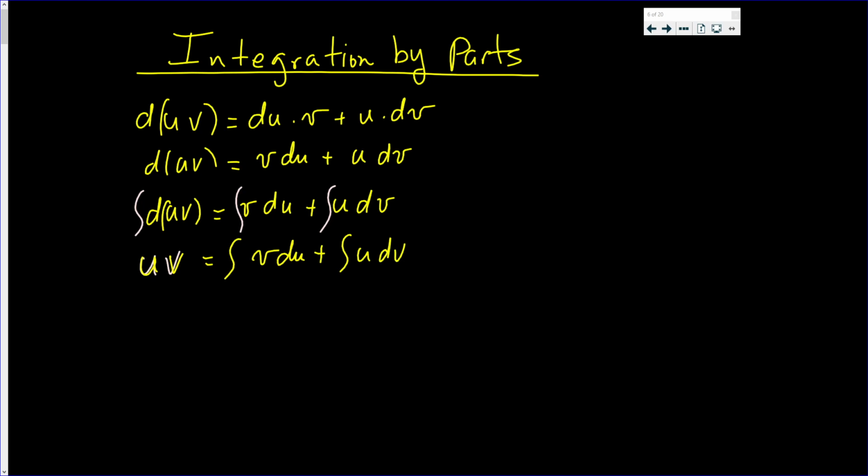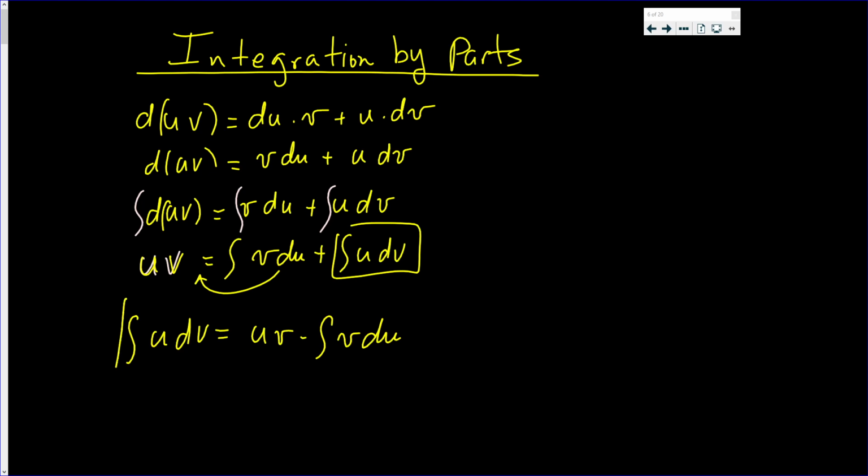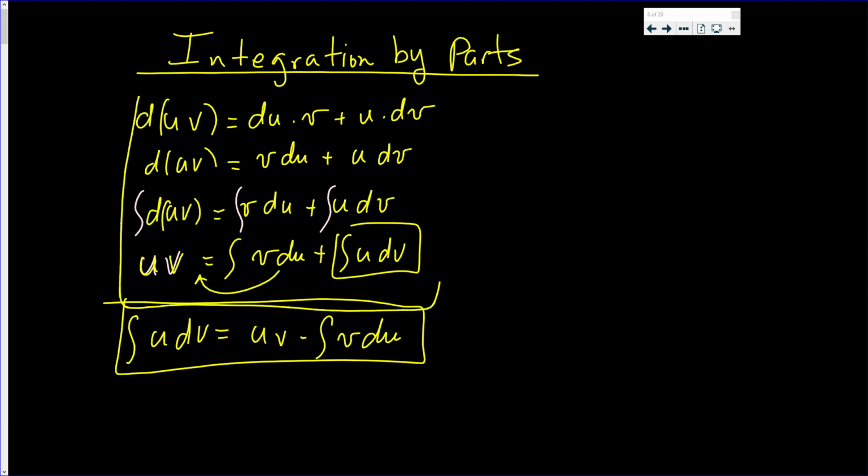And what we want to do is just solve for this. That is, bring that to the other side. So the integral of u dv is uv minus the integral of v du. And that is the integration by parts formula. And any time that I ever forget it, it's not a big deal. I could remind myself of it by doing this. Okay, so that is the integration by parts formula.